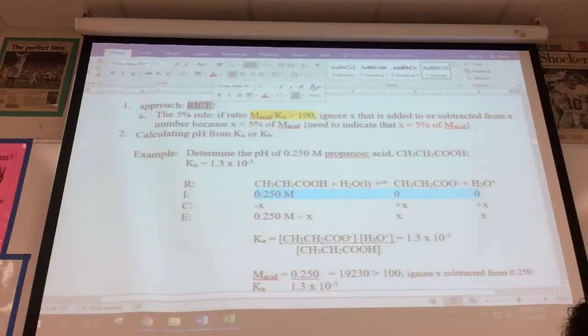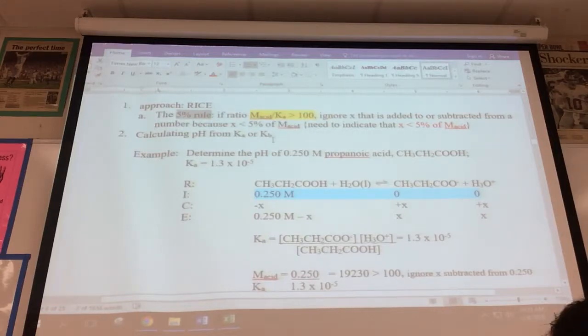We learned about RICE in the previous chapter. R stands for reaction. I is the initial. C is the change. And E is the equilibrium. Woohoo! Wide awake, baby. One other thing to consider is the 5% rule.